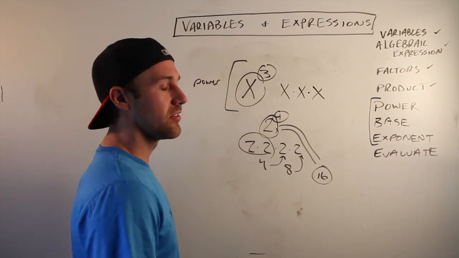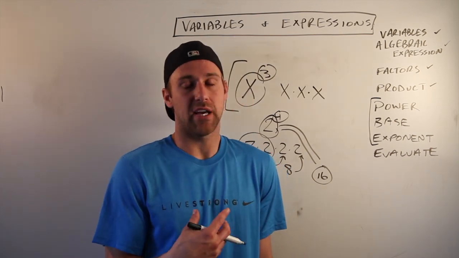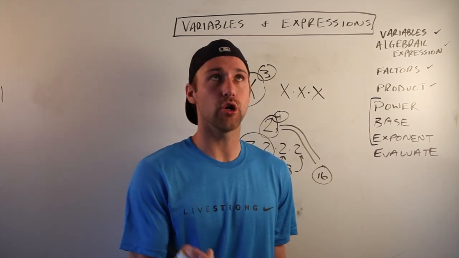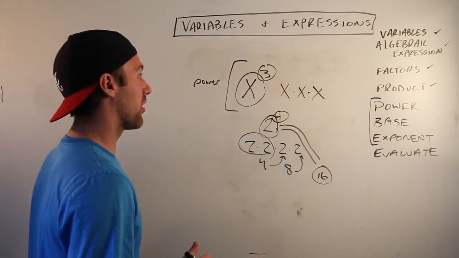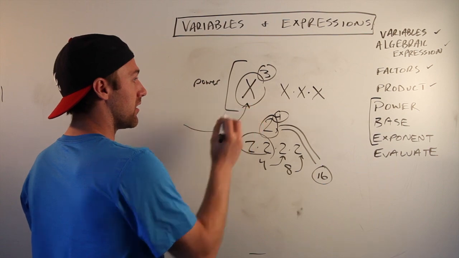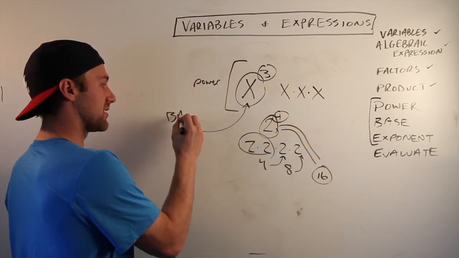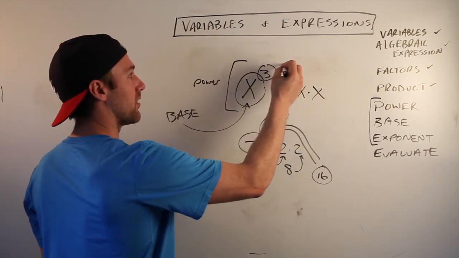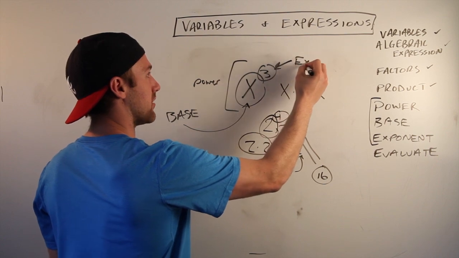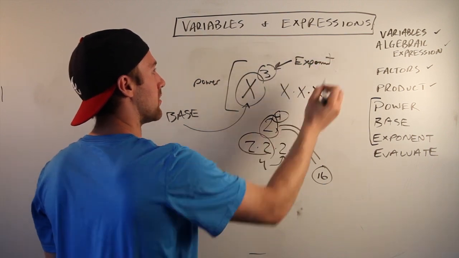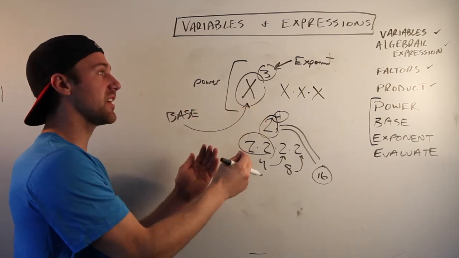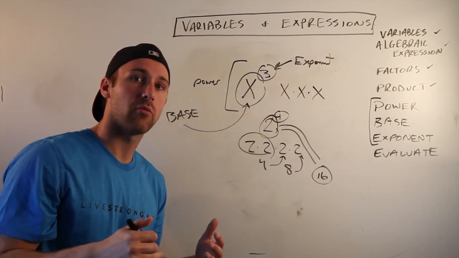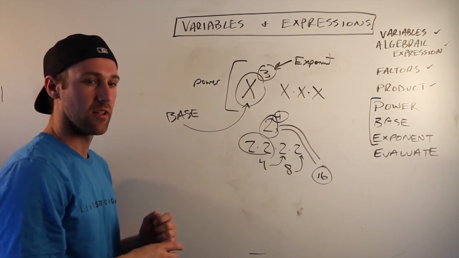Now, you're thinking to yourself, Mr. Tarver, you just explained what a power is, but you did not explain to me what a base and an exponent are. Well, this number is your base, and this number is your exponent. Therefore, you're going to multiply the base times itself however many times that number appears as an exponent.